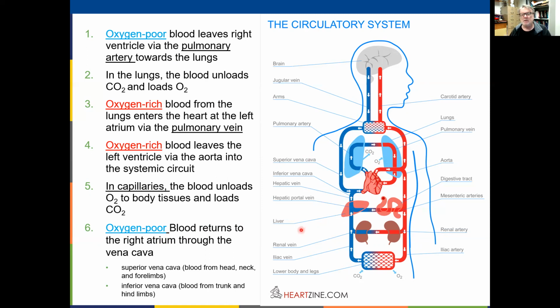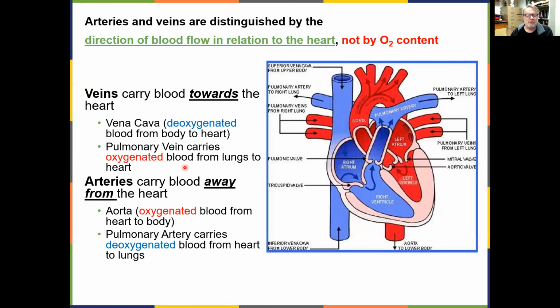Now, if we look at the definition of veins and arteries, this is a very simple definition that people very often get wrong, because it's very common for people to say that a vein carries deoxygenated blood and an artery carries oxygenated blood, and that has nothing to do with the definition. If you think that's the definition, you are incorrect half the amount of time.